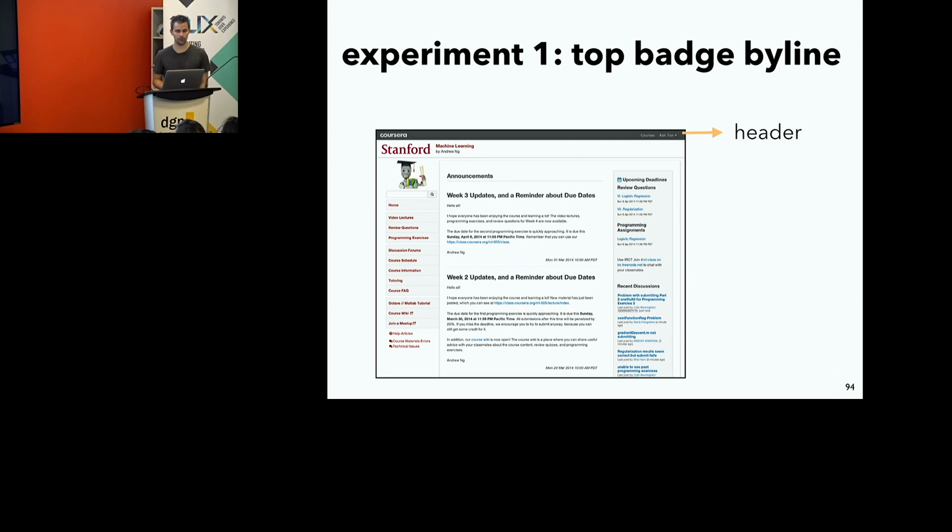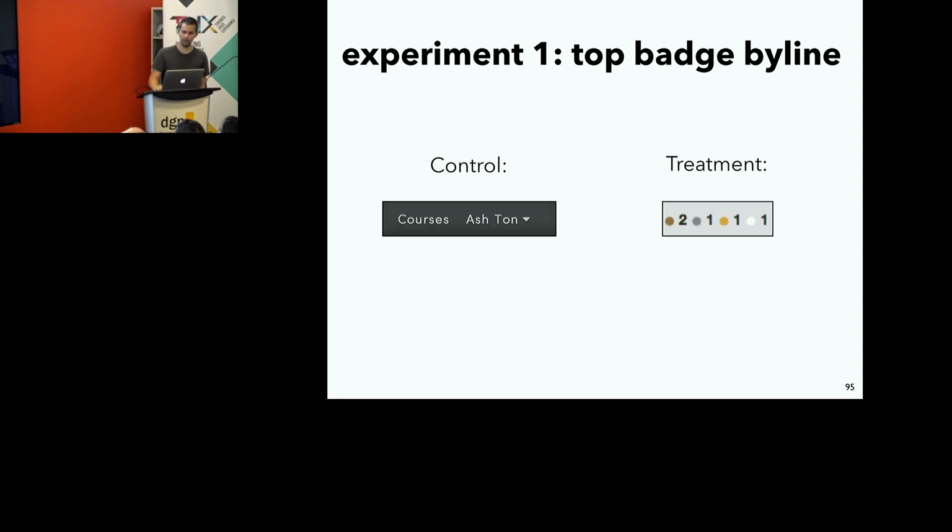So the first experiment was this top badge byline. So we had a header on all possible pages on the MOOC. Basically, you have your name in the control group, which is what people saw already. And then in the treatment, we just inserted this summary of how many badges you had won personally. So this is basically associating badges with your own identity on the site.